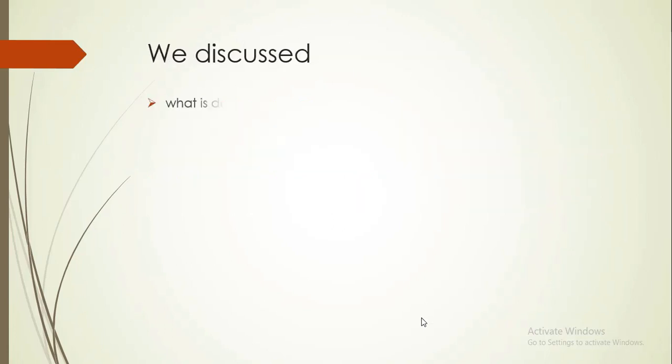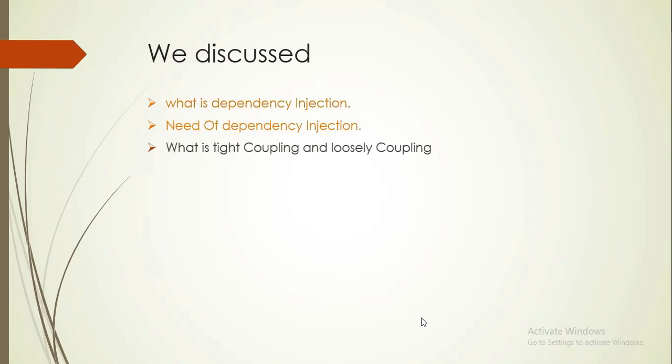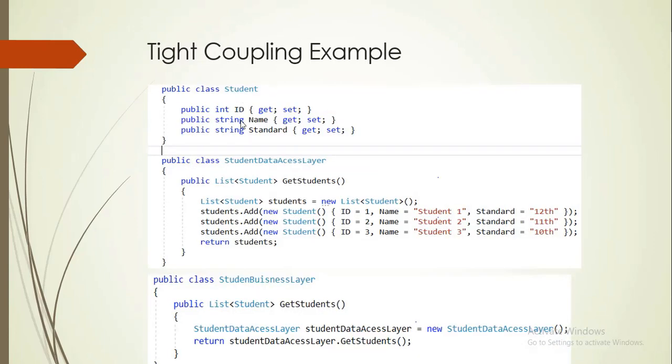Before we start, let's quickly summarize our previous video on dependency injection. In the previous video, we discussed what dependency injection is, the need for dependency injection, and what tight coupling and loose coupling are. This is the example of tight coupling, in which we have a student class which has three properties: ID, name, and standard. In the student data access layer class, we created a getStudent method which returns a list of students. After that, we created the student business layer class. In this class, we created a getStudent method, and inside this method, we created an object of the student data access layer class to call the getStudent method to get the list of students.